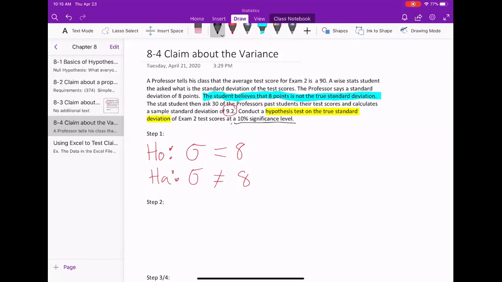So we go to step 2. And it's a hypothesis test. So we go to our pullout and we go to chapter 8, because that's what hypothesis tests are. And we're doing it on the standard deviation. So our test statistic is chi-squared equals n-1 times s squared all over sigma squared.